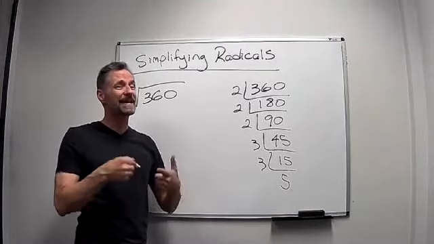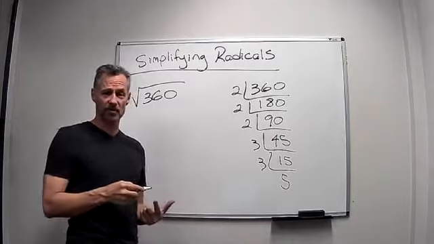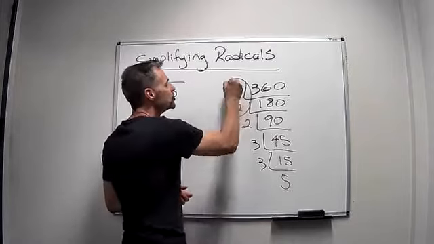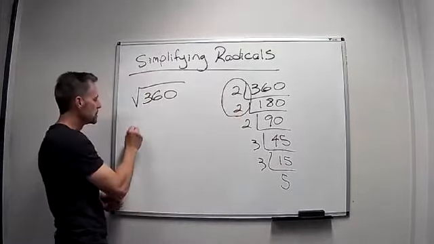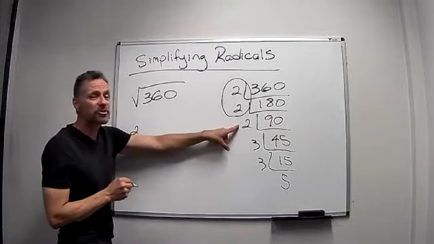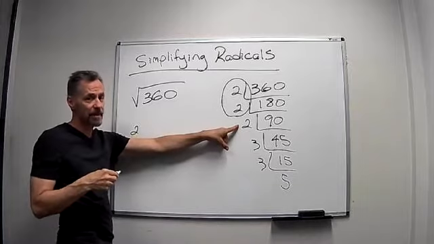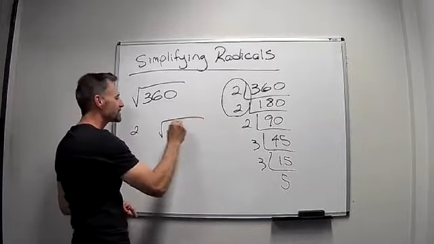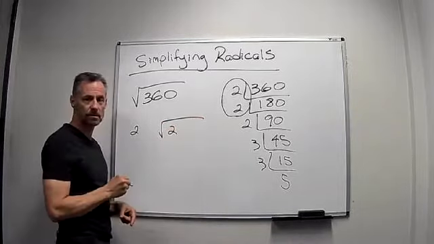Again, I have a square root. I need 2 of something in order for it to come out. And look, I have 2 2's. That can come outside the square root. I have another 2, but there's only 1 of them. You can only come out in pairs. So that one has to stay inside the square root.